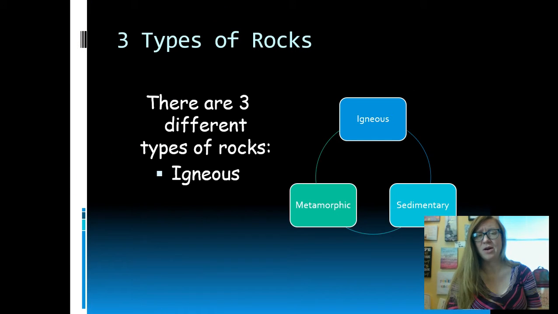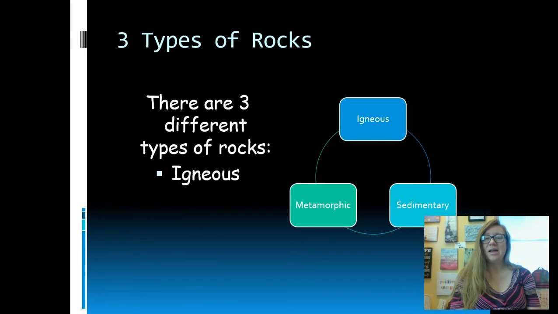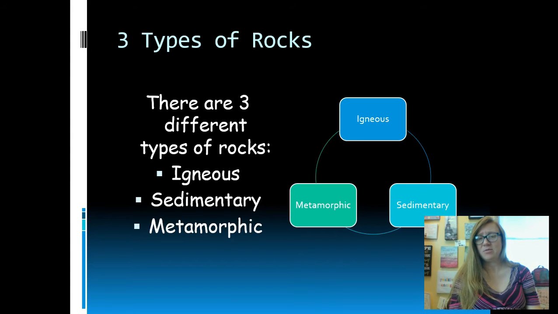Okay, there are 3 types of rocks. Nice and easy to remember. Igneous, sedimentary, and metamorphic rocks.